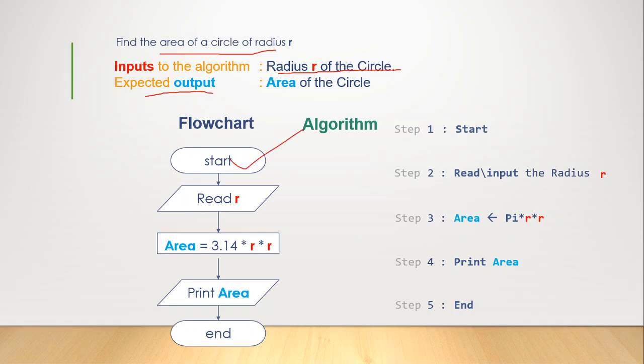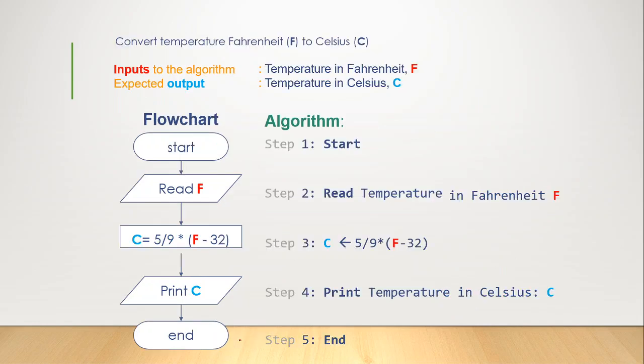So at the start of the flowchart, we read r, that is the input, and we input the value of r. Then in the next step there is processing, and in processing area is equal to 3.14 into r into r, because the formula is pi r square. At the last we print the area, and there is the end of the flowchart.